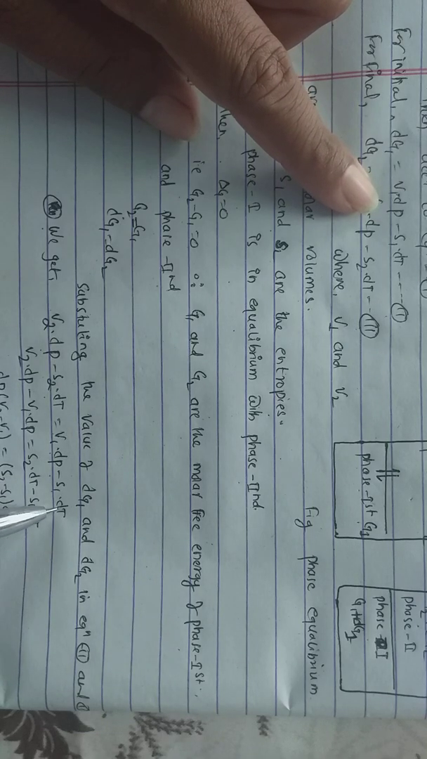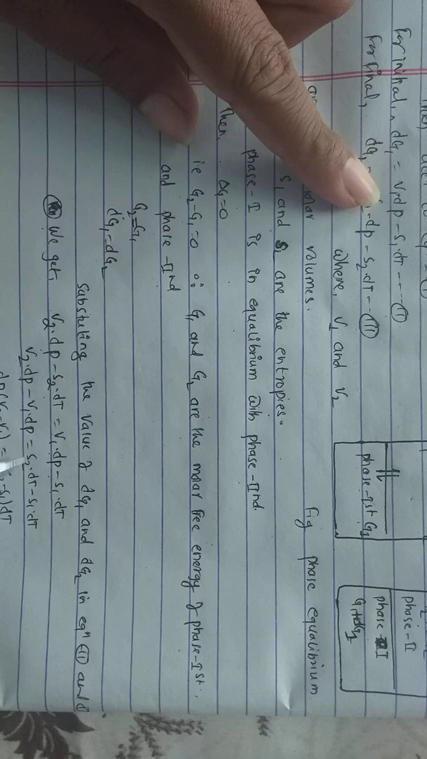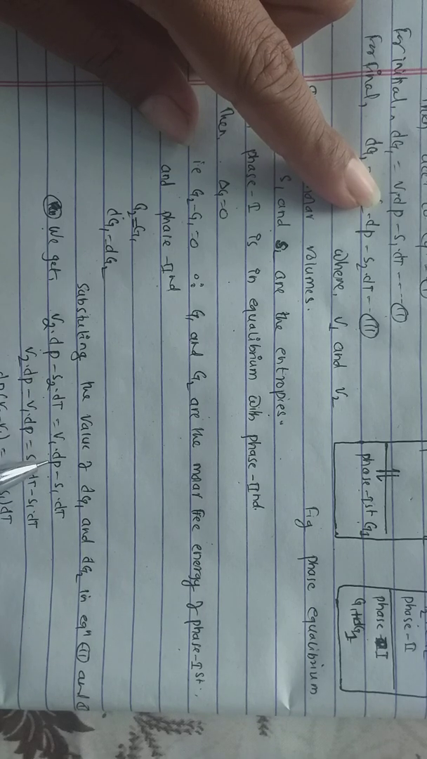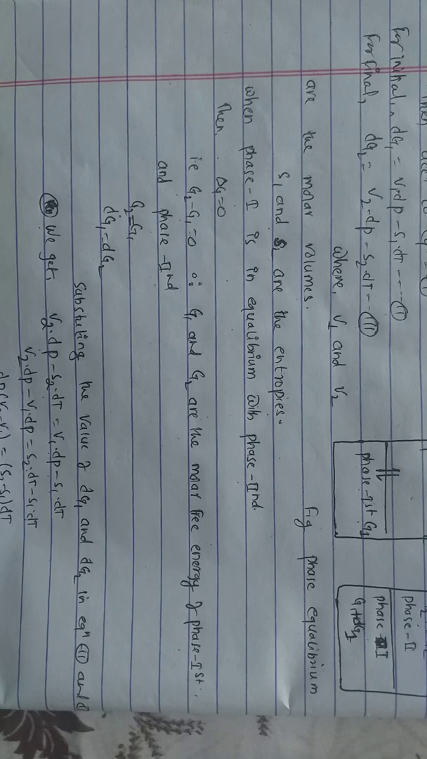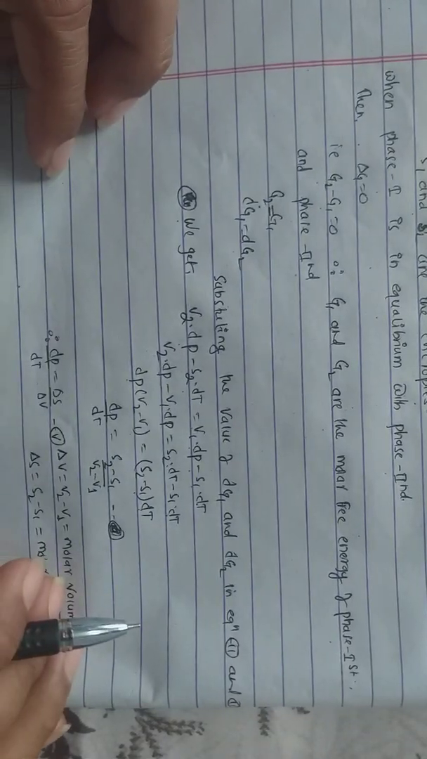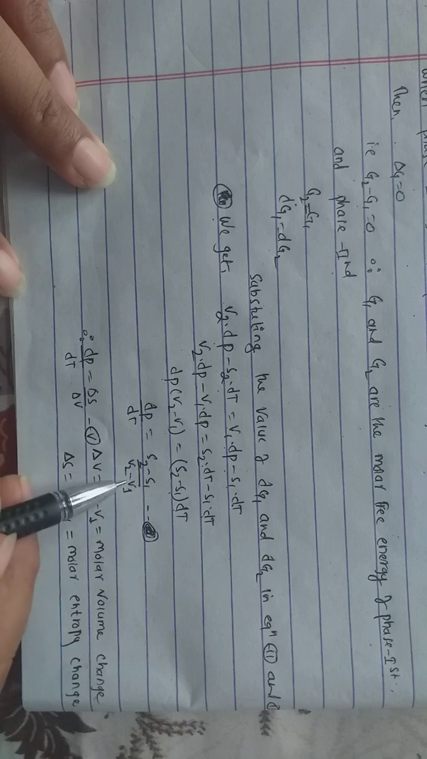Now V2 dP minus V1 dP comes to the left side, and on the right side S2 dT minus S1 dT. Here dP is taken common, so (V2 minus V1) dP is equal to (S2 minus S1) dT. Now dP by dT is equal to S2 minus S1 by V2 minus V1.